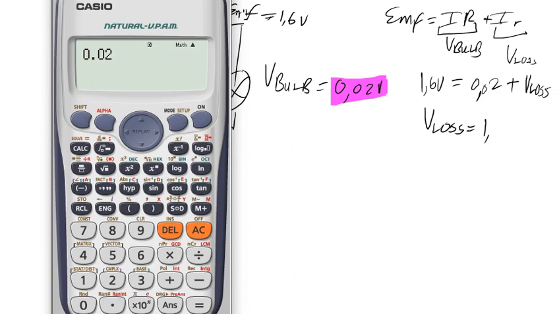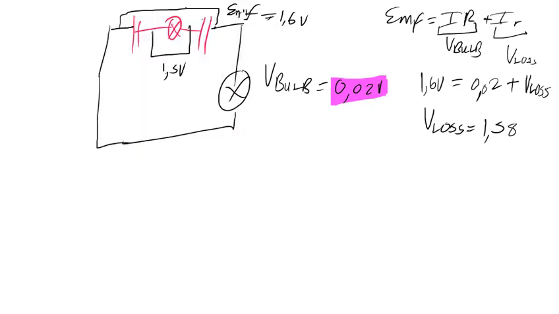So it's 1.6 minus 0.02. So that's your V loss, 1.58 volts. I'm just doing it for interest's sake.